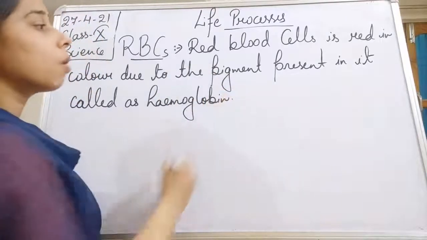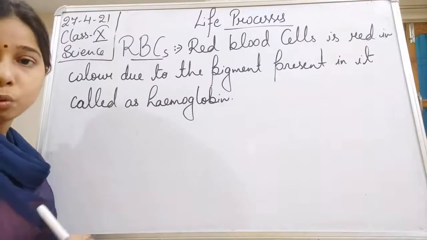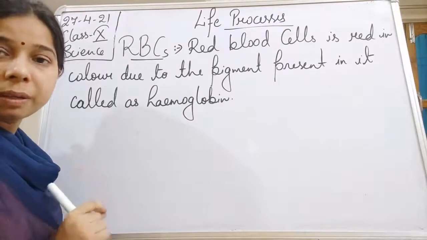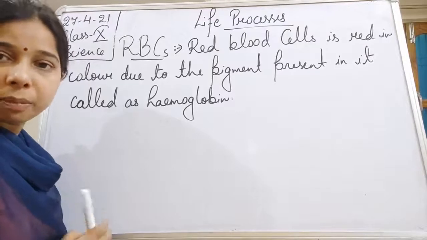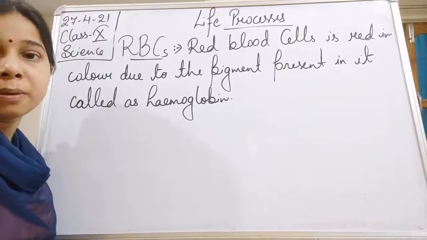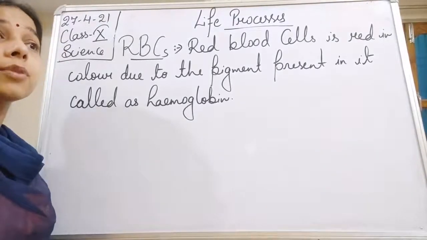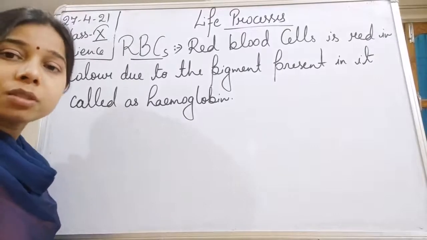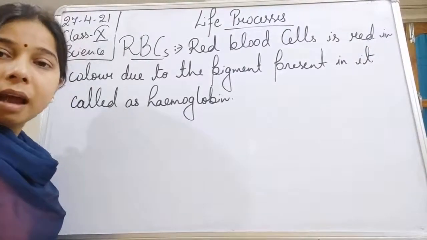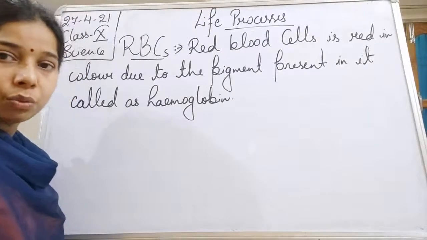Okay, so it is because of the pigment present in it, called hemoglobin, that the blood has its red color. Now, is there another function of the hemoglobin? Yes. It combines with oxygen and becomes oxyhemoglobin, and this oxygen is carried to all the cells of the body, students.